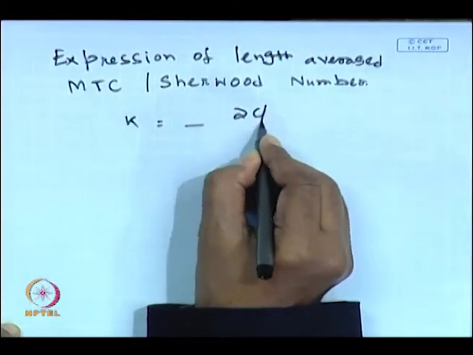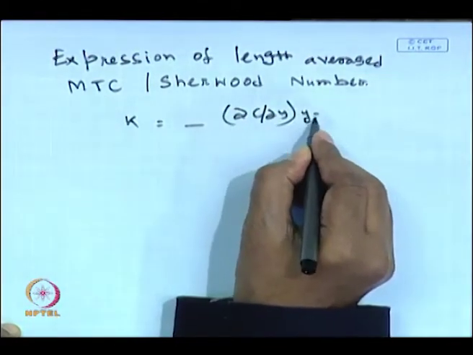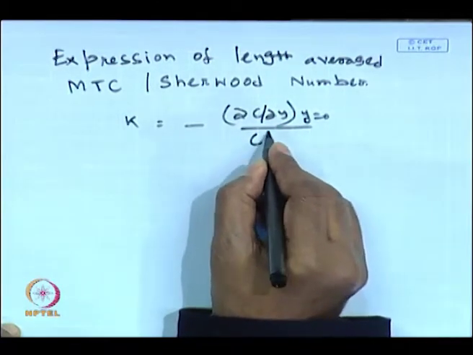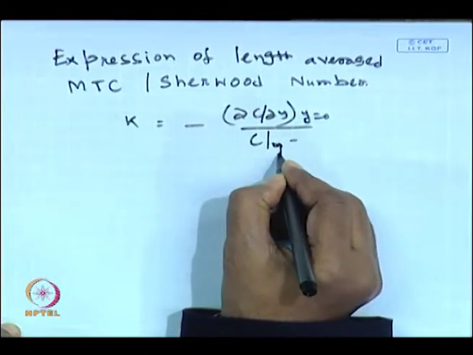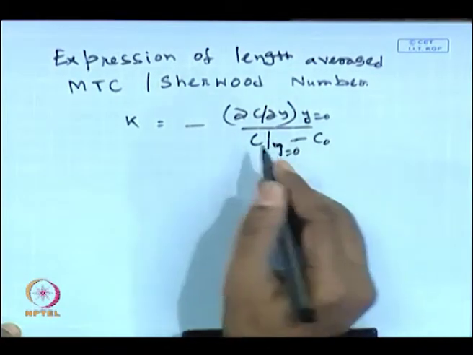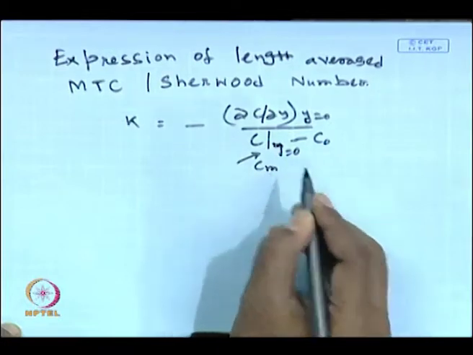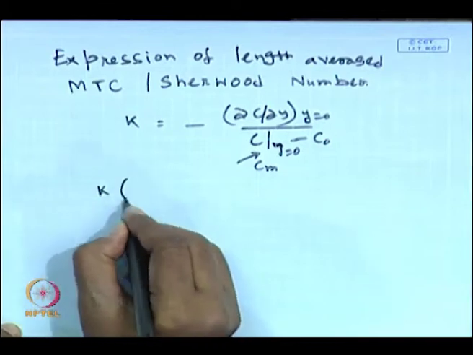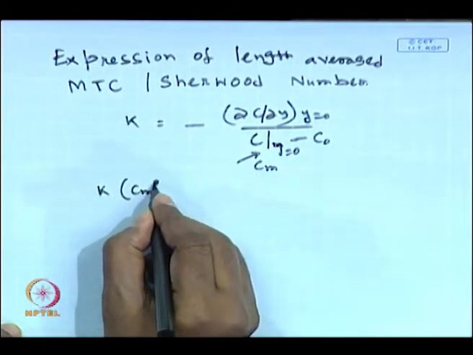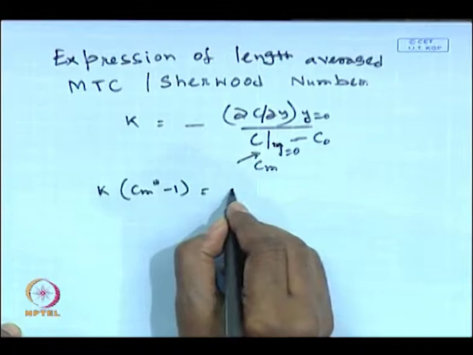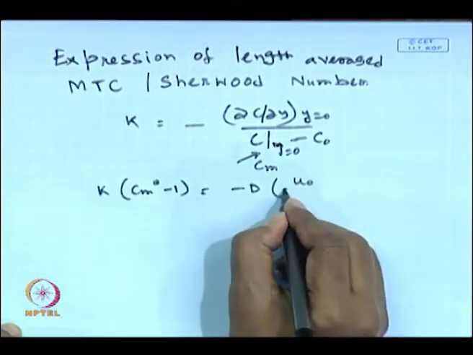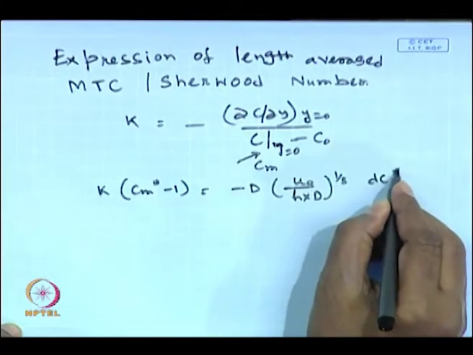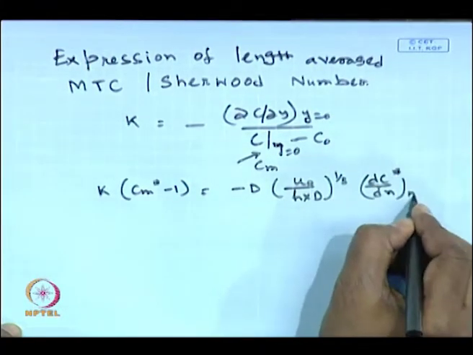It will be minus del C del y evaluated at y equal to 0, divided by C at y equal to 0, that is the membrane surface concentration, minus C at the bulk. The C at y equal to 0 is nothing but Cm. So therefore, you can write K times (Cm star minus 1) is equal to minus d u naught h x raised to the power 1 upon 3 times dc star d eta at eta equal to 0.